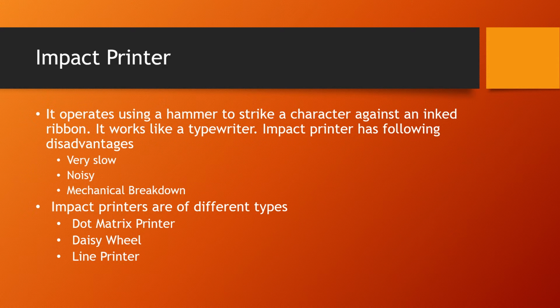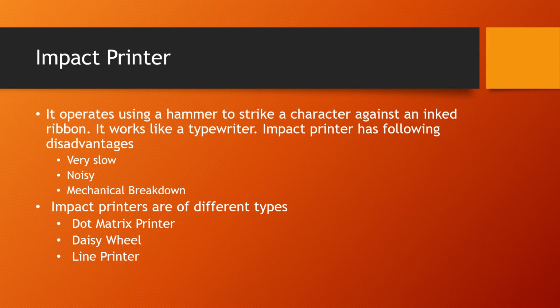Impact printer operates using a hammer to strike a character against an inked ribbon. A ribbon is there. The ribbon contains liquid ink, and when a character is struck with the help of the hammer against that ribbon, that character is printed on your paper.